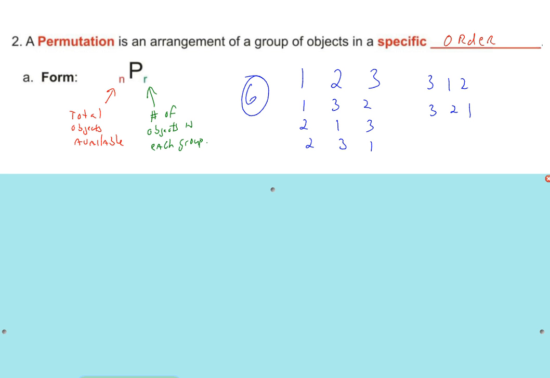So I just did 3 total objects in a 3-object group. The N would be 3 and the R would be 3. And so if I were to write this one, it would be a P 3, 3. 3 objects in a 3-object group. So that can change, and then we'll talk about that here in a little bit.